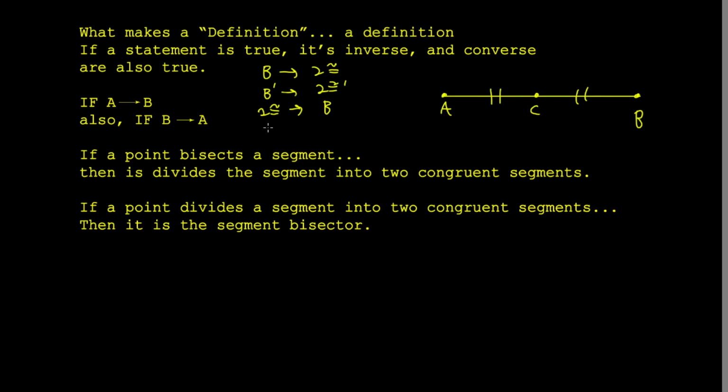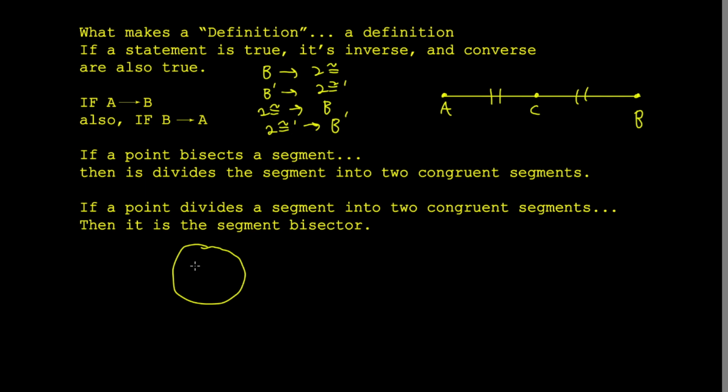Now the contrapositive, which is always true. If a point does not give us two congruent segments, it is not the segment bisector. That is a definition. All four are true. Statement, inverse, converse, contrapositive. Now let me give you an example of something that is not a definition.